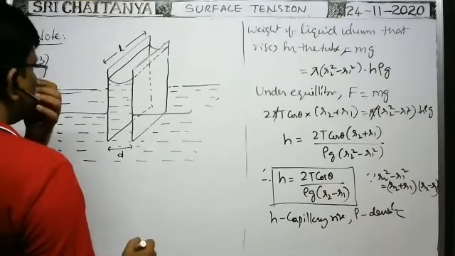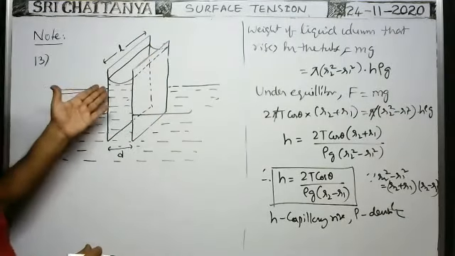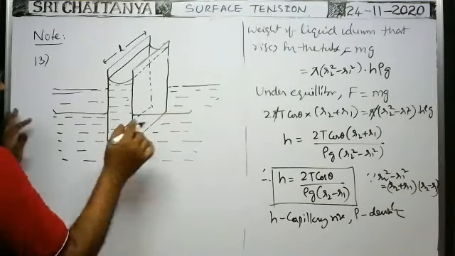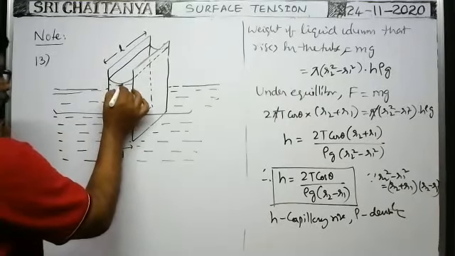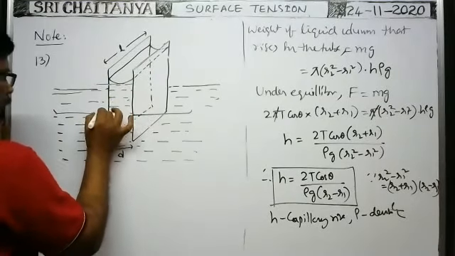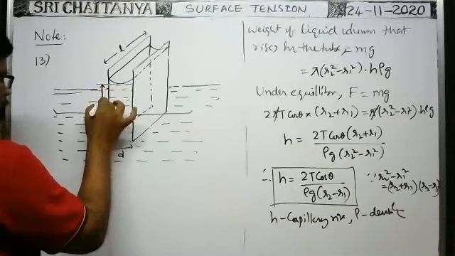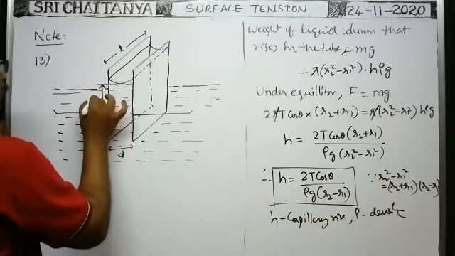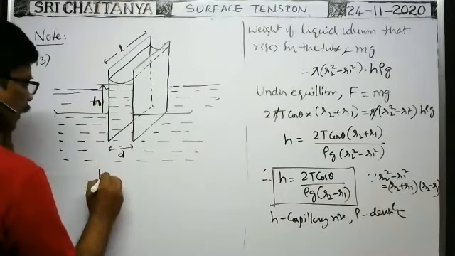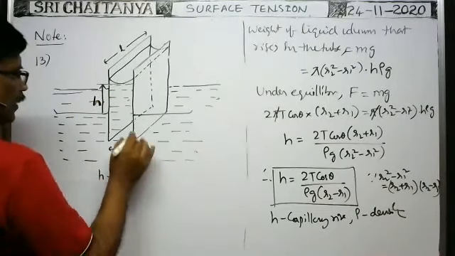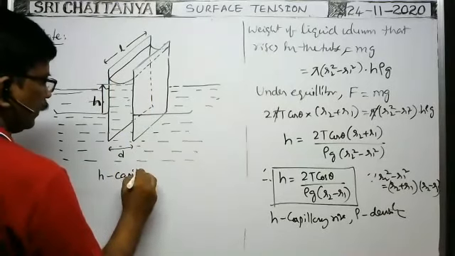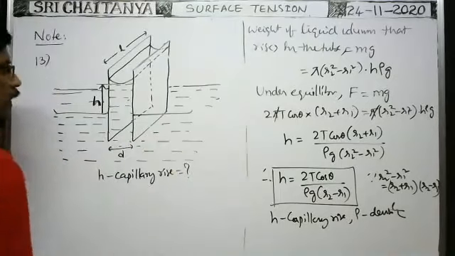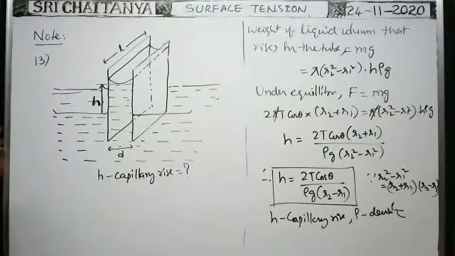The capillary rise in the space between the two plates is, you see, in the beaker the liquid surface is this one. Because of capillarity action, the liquid level rises up to this one. This is the rise in the liquid level in the space between the two plates. This is small h. h is the capillary rise in the space between the two plates. That capillary rise is equal to question mark.